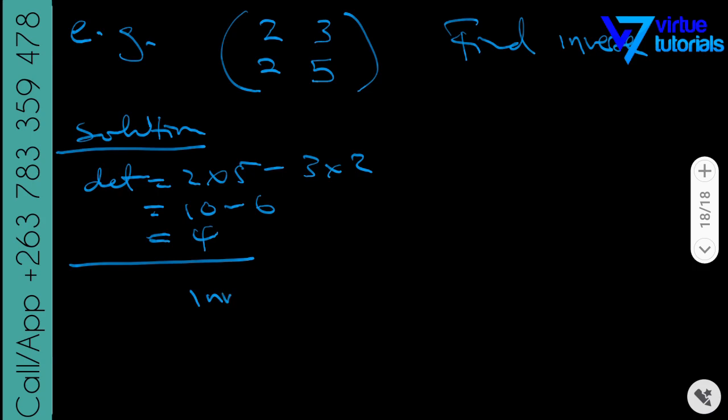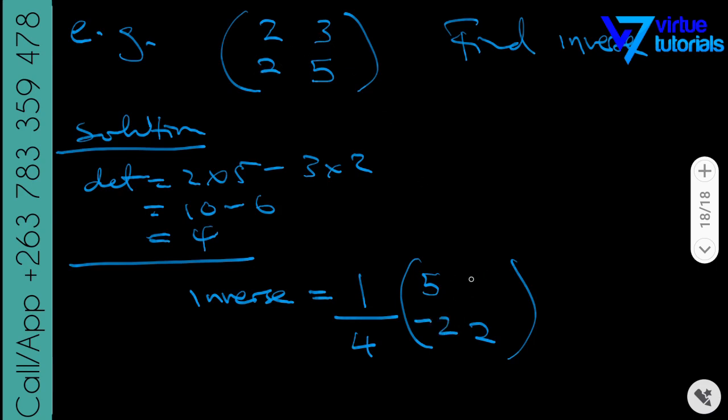The inverse, therefore, becomes 1 over the determinant. Our determinant is 4. And remember, we play that game. These two switch positions. 5 comes up, 2 goes down. These two change signs. They were both positive in this case, so in the inverse they become negative. So this is your inverse. You can feel free to leave it like this.